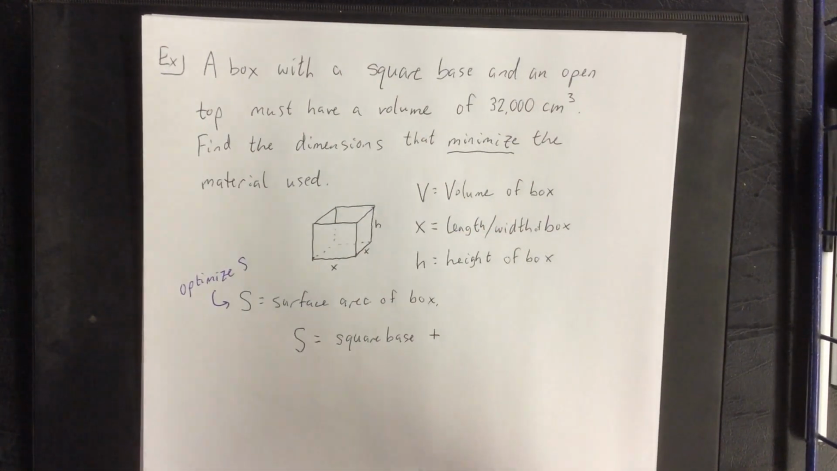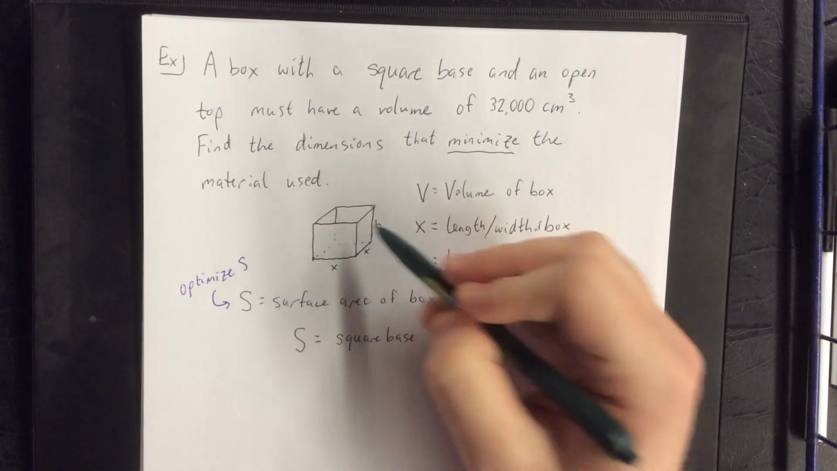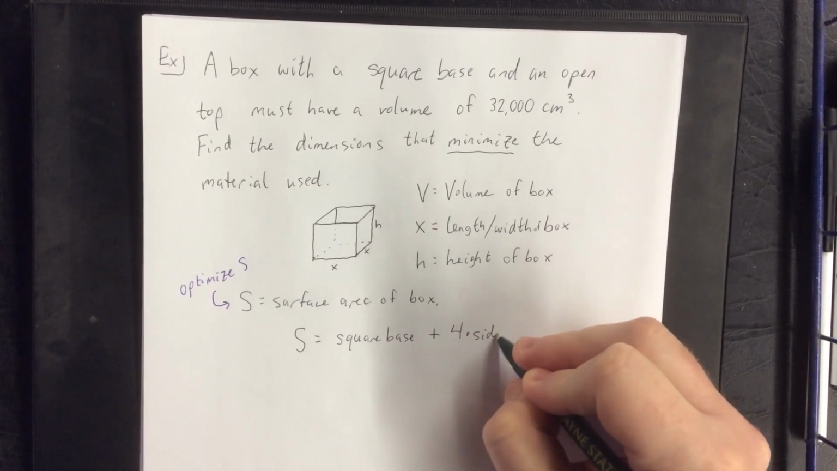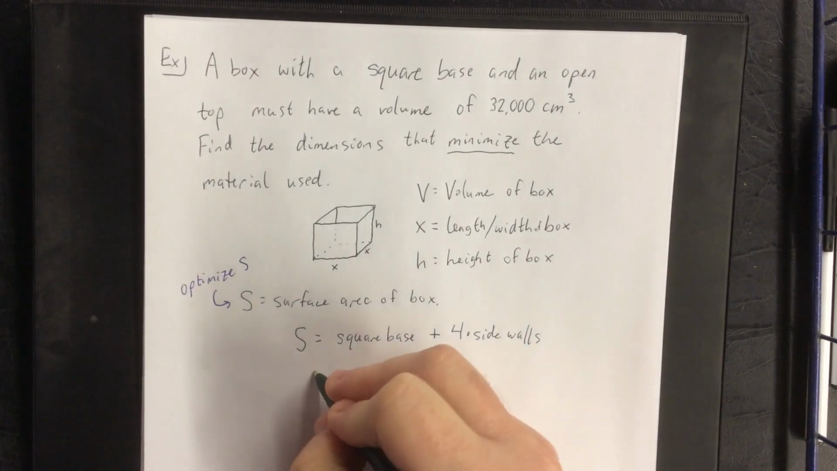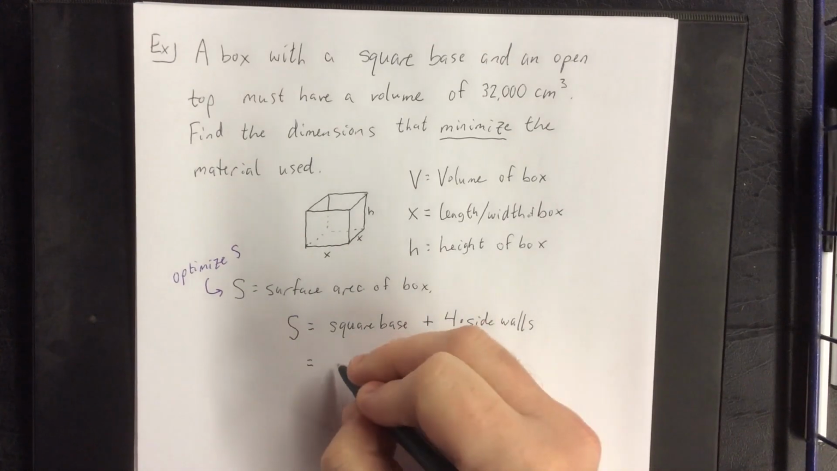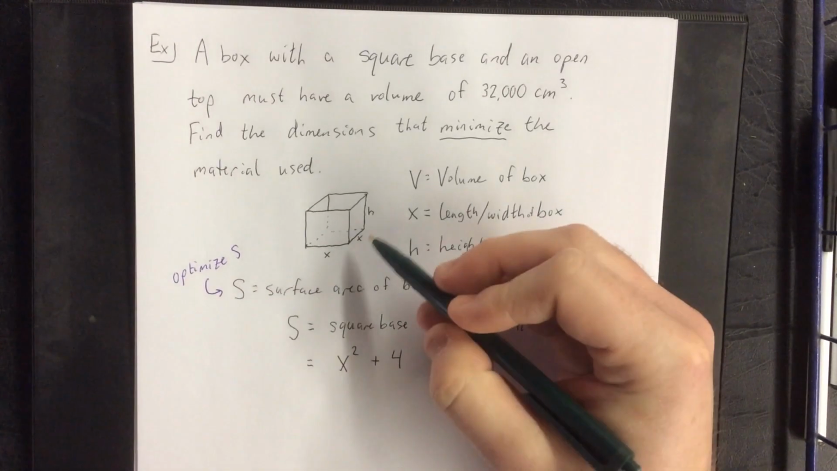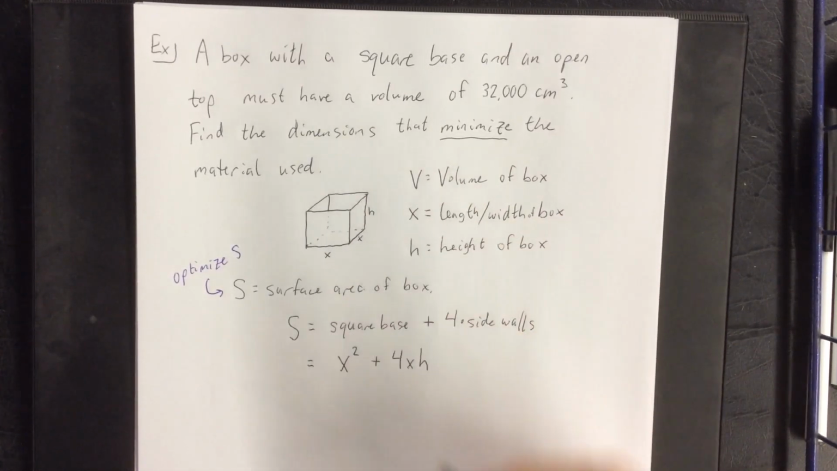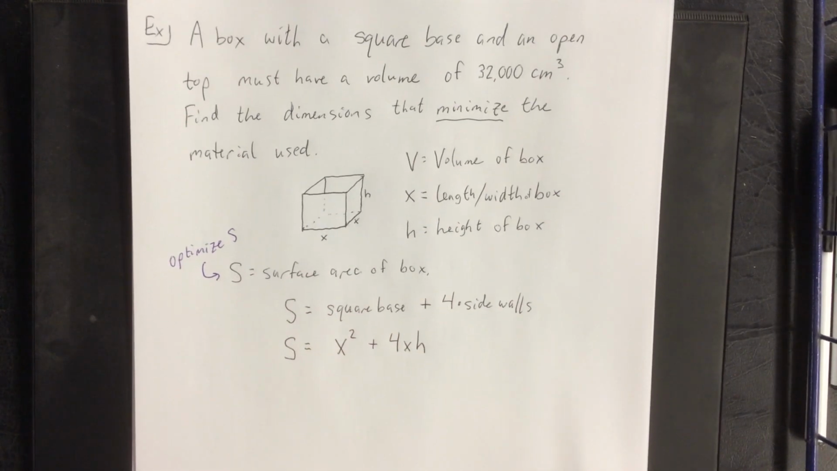Now the good news is, because we have a square base, all 4 of the side walls, the front, the back, and the 2 sides, are all going to be the same area. There are 4 of them. Now, the area of the square base is simply going to be x times x, or x squared. And then we'll have 4 side walls that all have a base of x and a height of h. We'll call that 4 times x times h. So that is our surface area in terms of 2 variables.